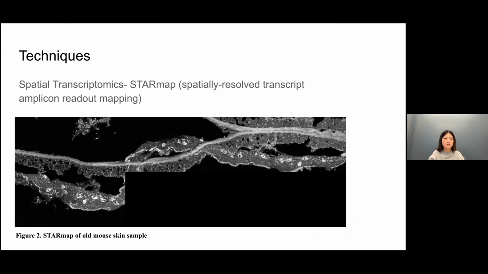And here you can see an image of our STARmap old skin sample. What's really powerful about STARmap is that we can simultaneously target and barcode hundreds or even thousands of genes. And after sequencing, we can capture everything through high-resolution imaging, which gives us detailed 3D images showing where each gene is being expressed in the tissue.